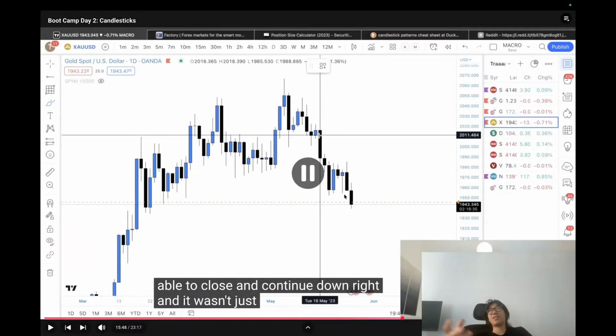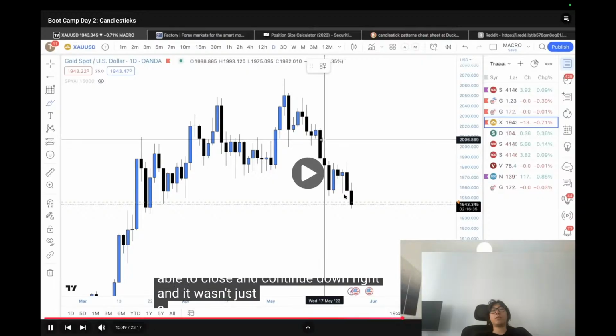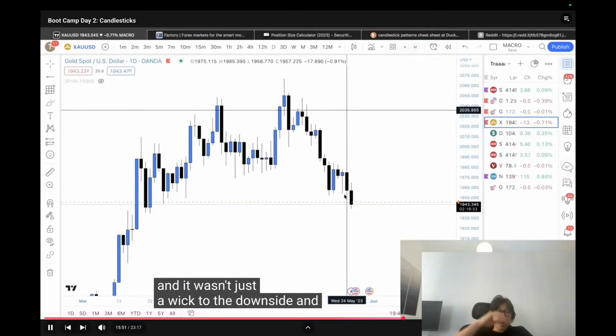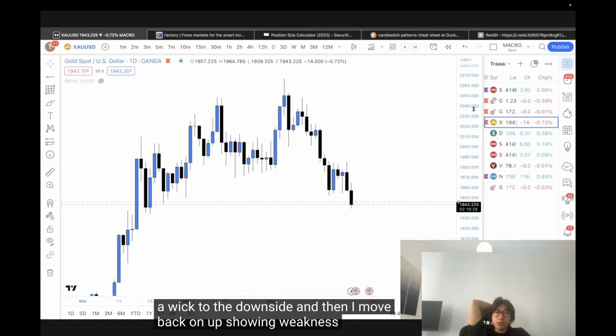This seems so nonsense because you just look at the diagrams and say something that seems to be reasonable. A wick to the downside and then a move back on up showing weakness.